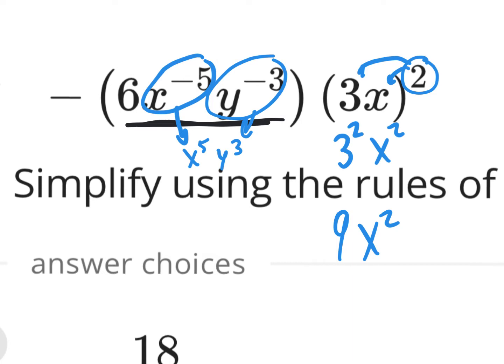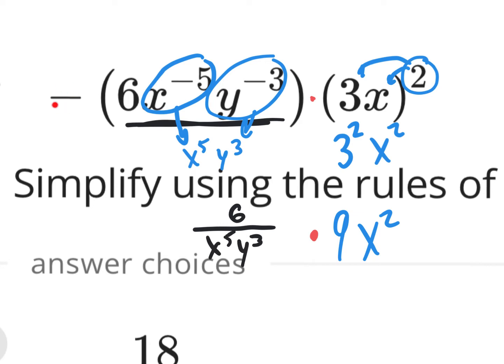So let me rewrite what I have left over right here, down here in front of this 9x squared. And by the way, we are multiplying between the two. So let me put the multiplication right there in front of the 9x squared. And the fraction that we have right here is what's left over up on top? Just the 6. So we have a 6 up here. And on the bottom, we have the x to the 5th, y to the 3rd.